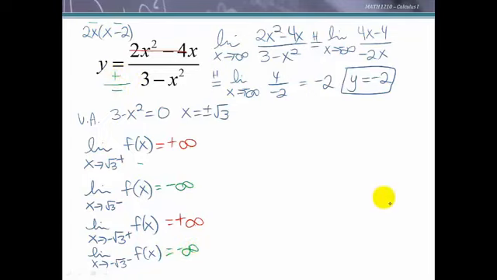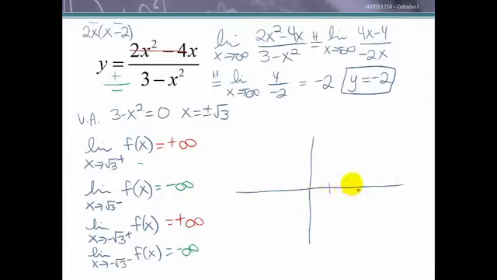So what that tells us is that as we approach negative square root of 3, it's a vertical asymptote, and as we approach from the left, we will be heading towards negative infinity. Let's go ahead and sketch these asymptotes then so we can see how this all comes together.